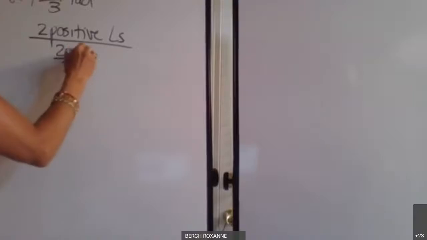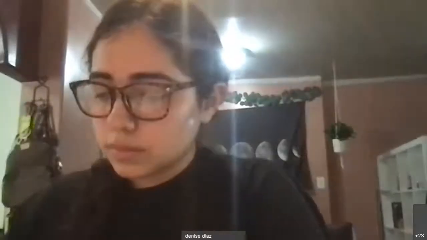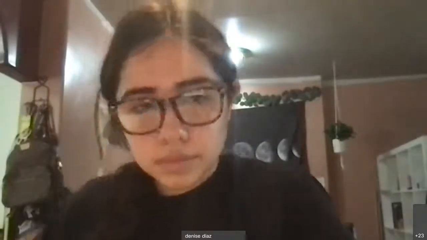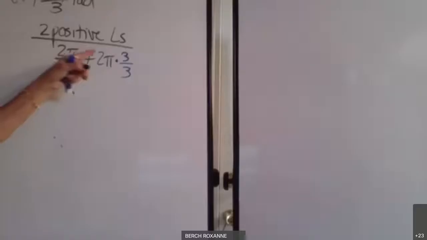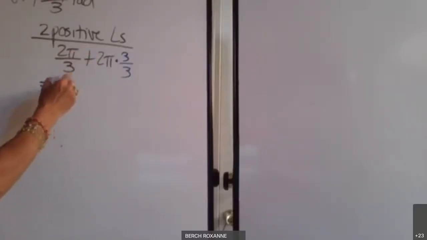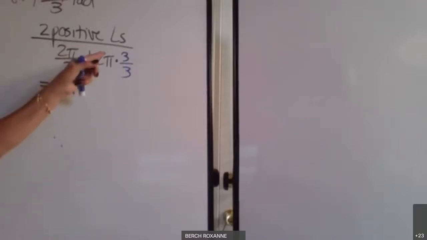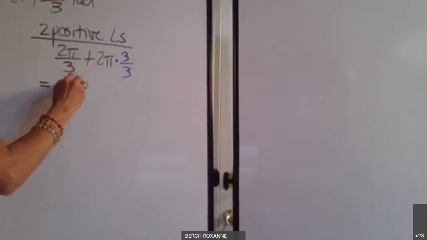Add 2 pi. So if you add 2 pi, you need a common denominator. What are you going to multiply by? 2 over 3. So what would this be? 2 pi over 3 plus 6 pi over 3. So what's 2 pi plus 6 pi? 8 pi over 3, sorry.